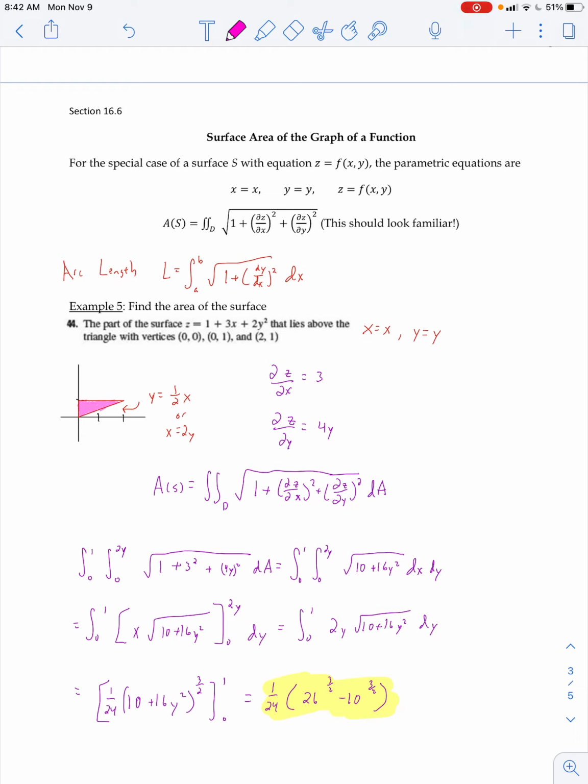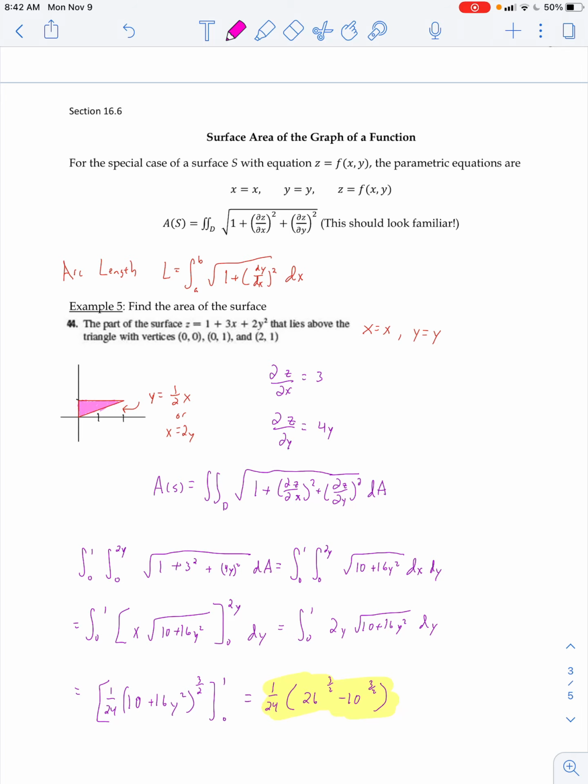It's just the square root of 1 plus the partial derivative of z with respect to x squared plus the partial derivative of z with respect to y squared. Again, this is if we're doing it about the xy plane. And that should look familiar from Calc 2 when we talked about arc length, where the arc length is just the integral from a to b of the square root of 1 plus the derivative of y with respect to x squared, dx.